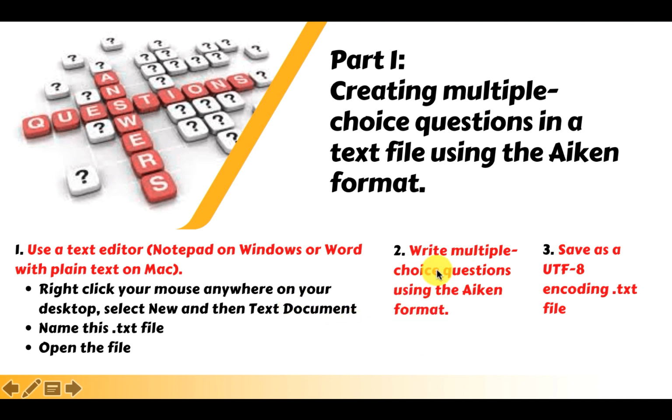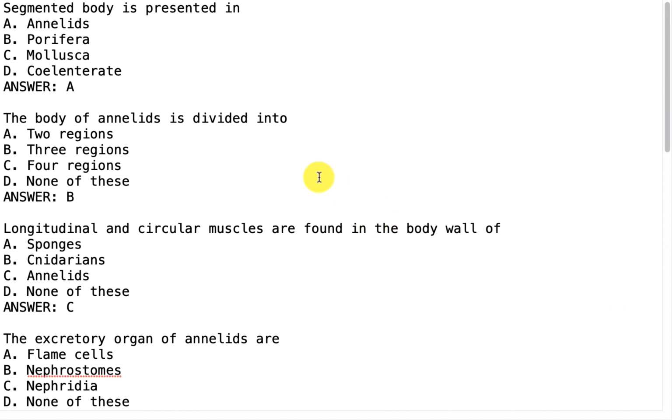The second step is to write your multiple choice questions using the Aiken format. And finally, if you're saving as either Word or plain text, you can save as a UTF-8 encoding .txt file. These are sample questions that I've put together, and this is the Aiken format. You have the question on one line, and then you have the options, and you have the answer. So this is the question, this is option A, option B, option C, option D.